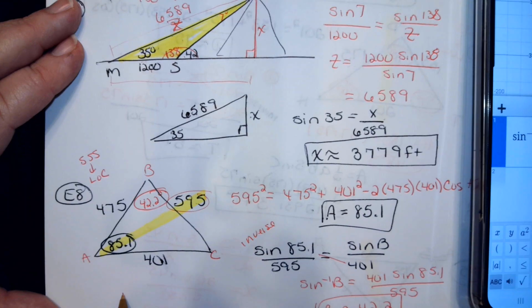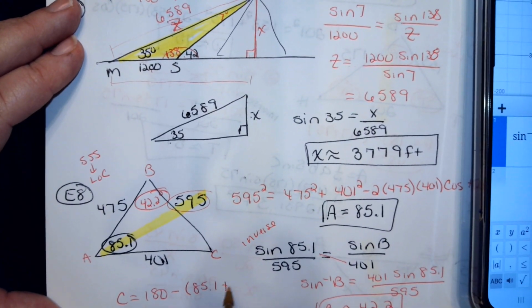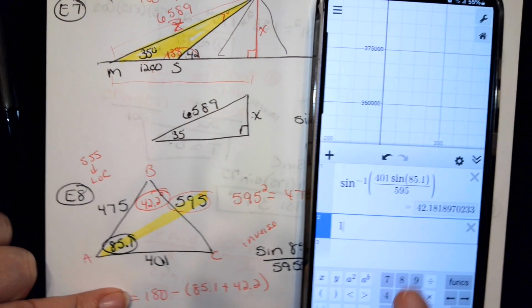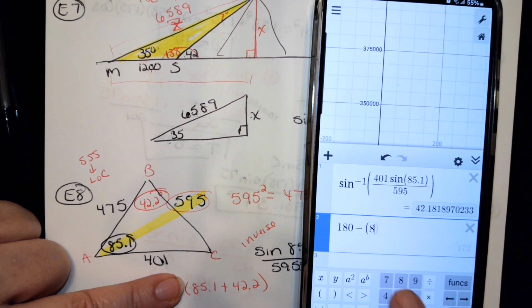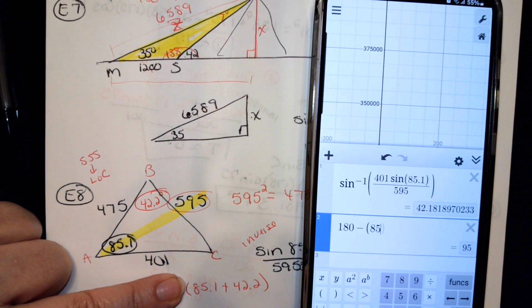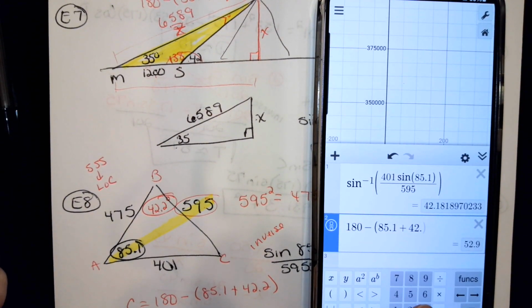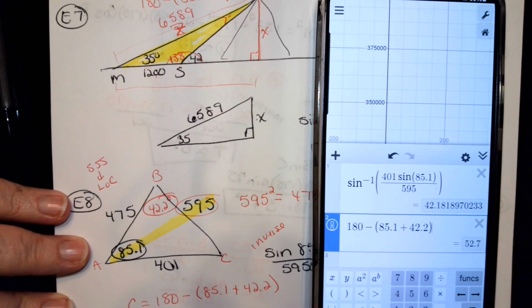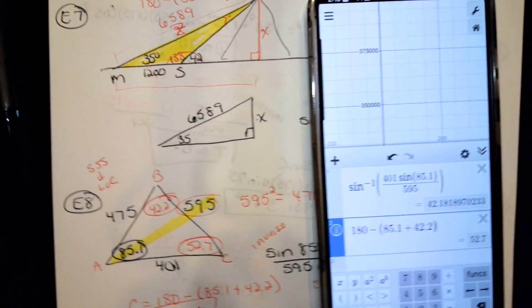Finally, to find angle C, we're going to say 180 minus the sum of these two angles that we just found, 85.1 plus 42.2. We're almost done, y'all. And we get 52.7. So C is approximately 52.7. Woohoo! We are done.